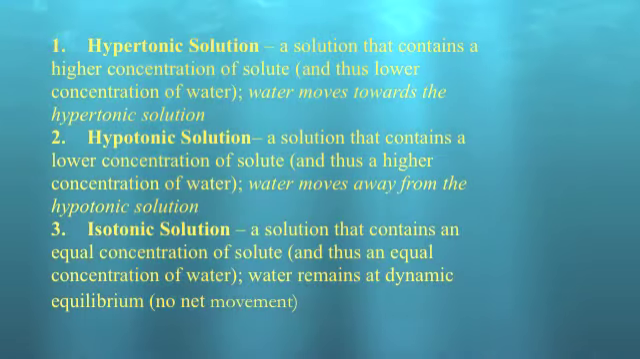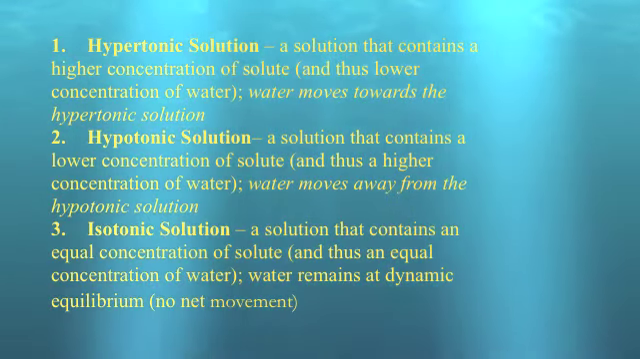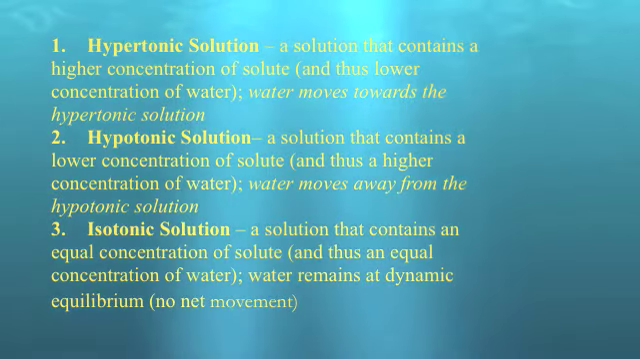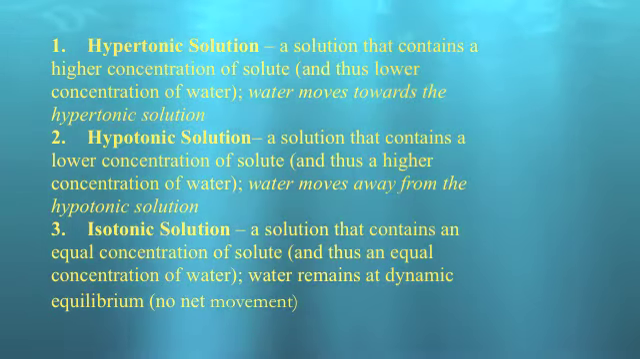In order to understand osmosis and what water would do in a different type of solution, let's first learn about three different types of solution that a cell could be in. The first one is a hypertonic solution. That's a solution that contains a higher concentration of solute. Thus, it has a lower concentration of water, and the water is going to want to move towards that hypertonic solution. Another solution that a cell could be in is a hypotonic solution. So that's a solution that contains a lower concentration of solute and thus a higher concentration of water.